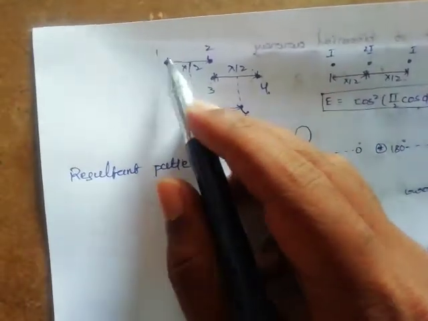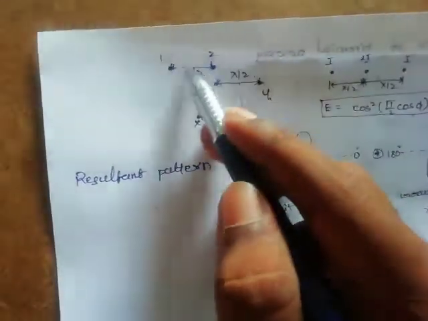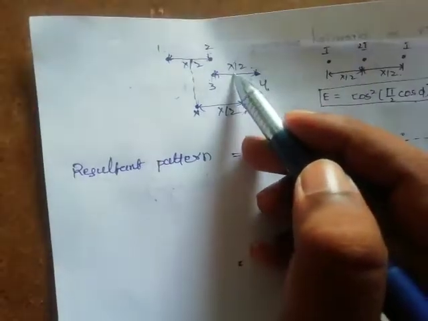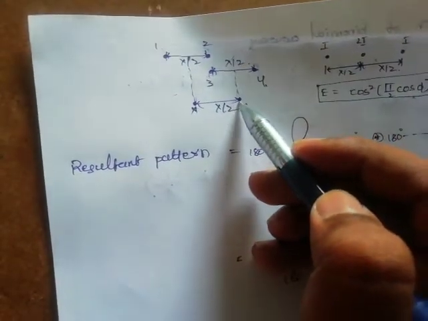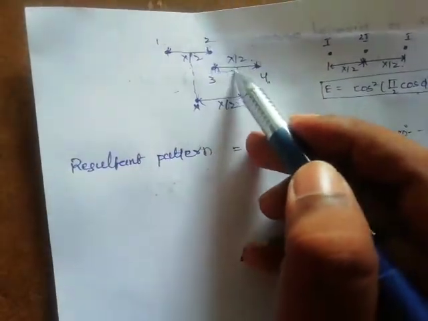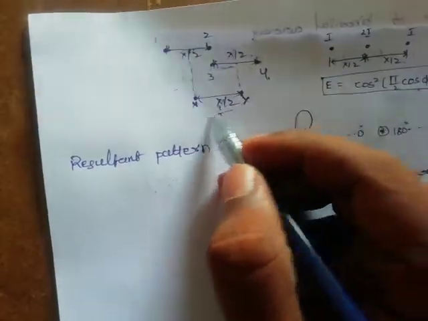If you take the combination of these 4 elements, 1 and 2 as one point source at the midway, that is x, and 3 and 4 as one point source at the midway, that is y. Again, the distance separated by these two is lambda by 4. Here this distance is lambda by 4, this distance is lambda by 4. Again you get the separation of lambda by 2 only.